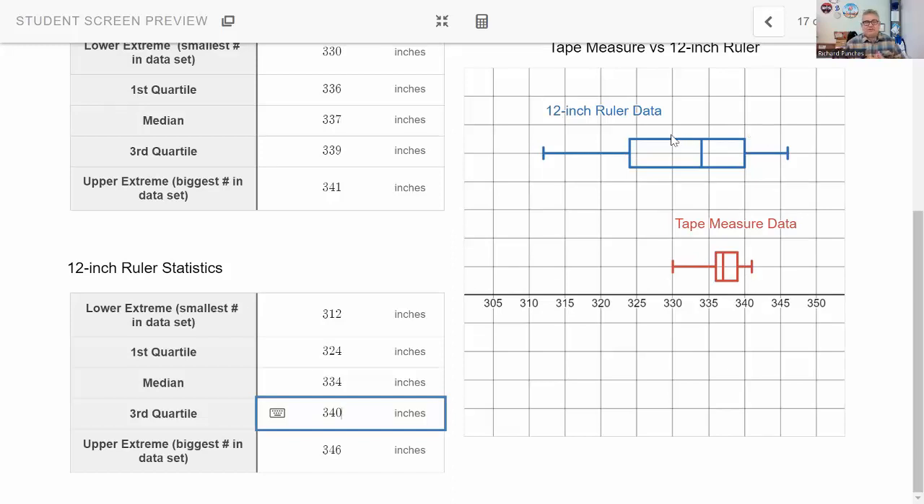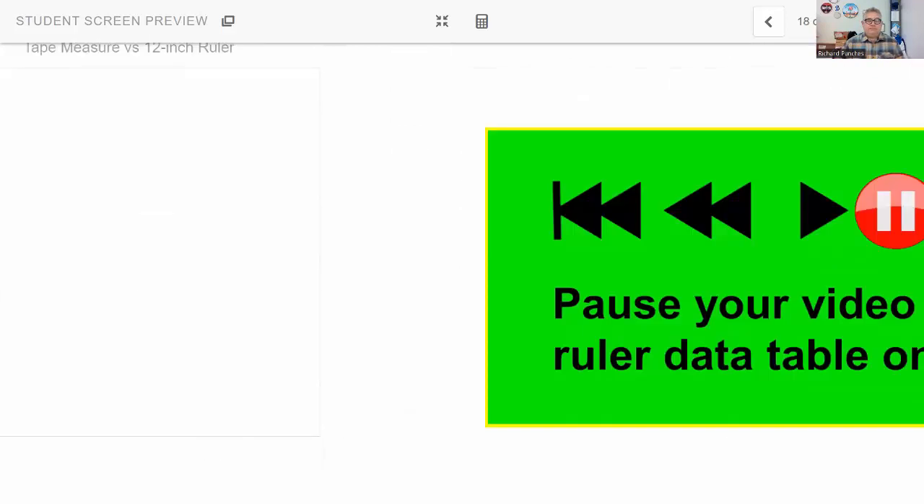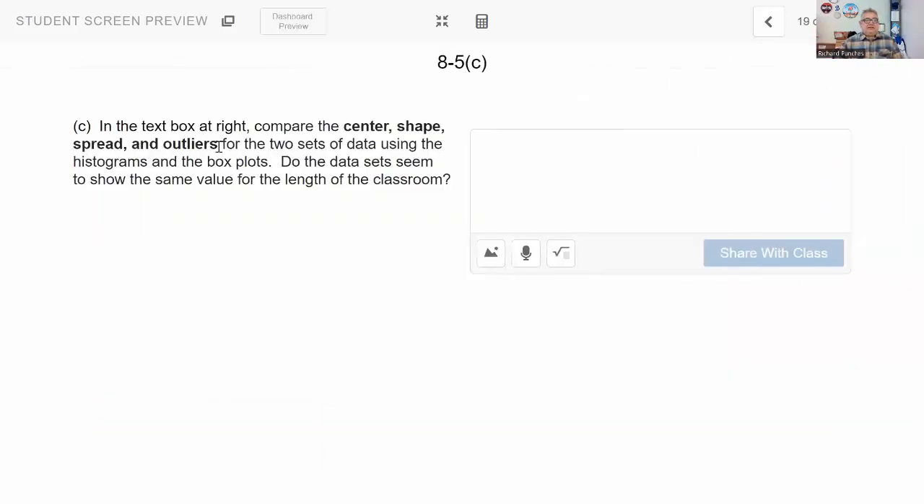That interquartile range kind of helps us understand the typical answer and where it lies. And the typical answer for the ruler is definitely less accurate than the typical answer for the tape measure. Okay, so in the text box at right, compare the center, shape, spread, and outliers for the two sets of data using histograms and the box plots. Do the data sets seem to show the same value for the length of the classroom?